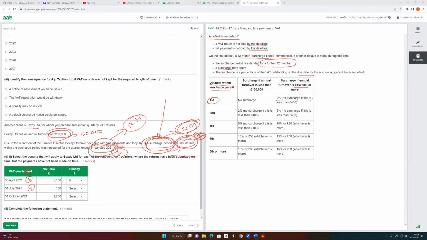No surcharge if it is less than 400. But for the 31st of January 2021, on my first default, I have no idea how much was the VAT. The question didn't tell us anything about it. So there will be no penalty I have to consider because they said consider only the next 3 quarters. So you don't have to worry about the first because we don't know how much was the VAT. The second one we have here, that one, 30th of April 2021. And if we have a second default, it's 5%. No surcharge if less than 400.